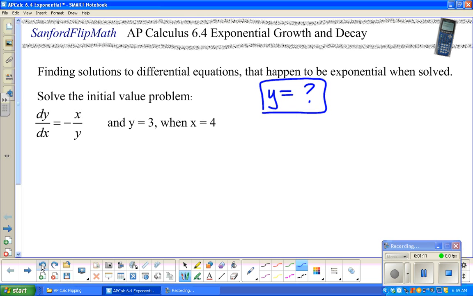Okay, so first thing we need to do is separate the variables. So notice I have y's on both sides, I have x's on both sides, and that's not terribly useful. So I'm going to multiply. I guess we could cross multiply. So I have y dy equals negative x dx, and all I did was cross multiply. Don't forget the negative sign.